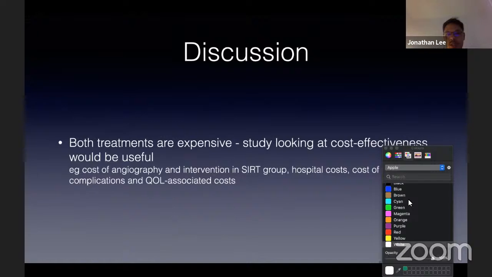What I did mention was that they didn't look at the cost effectiveness of both treatments, albeit both of them were acknowledged as being very expensive. And it would probably be useful to look at the specifics of the cost effectiveness, particularly as the SIRT group would have had at least 2 day case admissions based on the angiography as well as the treatment itself. And it'll be interesting to know what the cost was of the associated complications, albeit there's more complications within the sorafenib group.